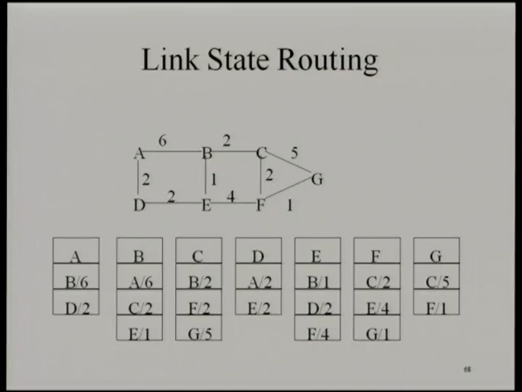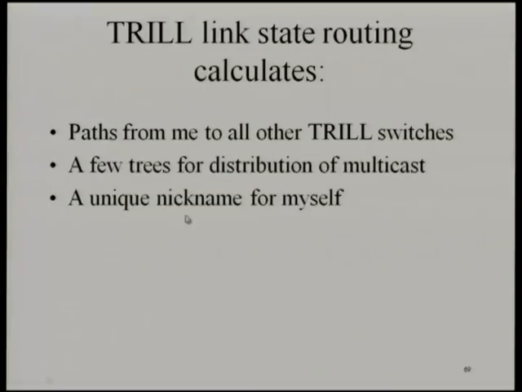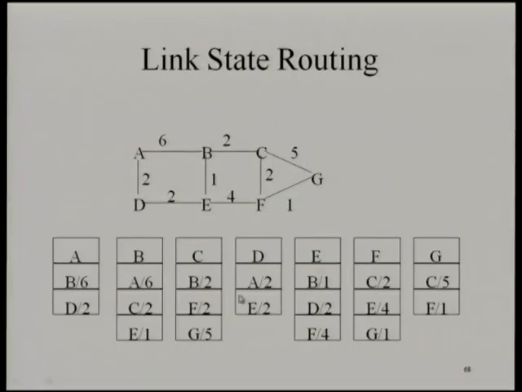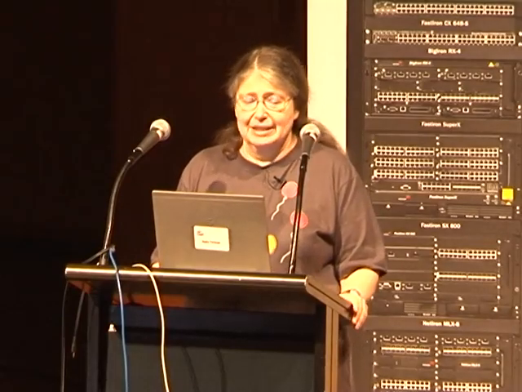And link state routing, just to demystify, is that here's a network of 7 nodes. F and C are neighbors with a link cost of 2. Each one of these guys generates a packet saying, I am A, I have a neighbor B at a cost of 6, D at a cost of 2. That gets forwarded to everybody, and then they know everything about the network. They could calculate paths from themselves to everybody. They can also calculate trees.